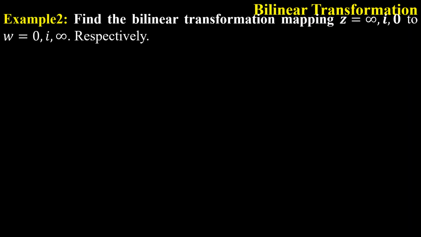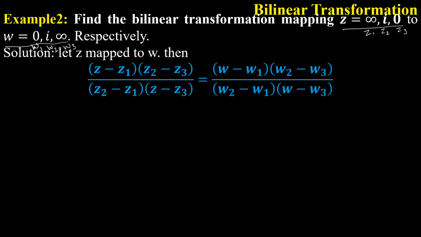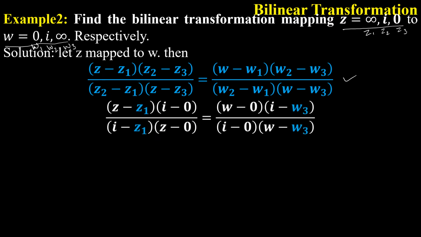Now come to the next. Here, what we can see in the points is that there is infinity as well in both z and w. So Z1 is infinity, Z2 is i and Z3 is 0. Here W1 is 0, W2 is i and W3 is infinity. For the solution, let z map to w. Again we apply the cross ratio, by applying the cross ratio and putting in these values.